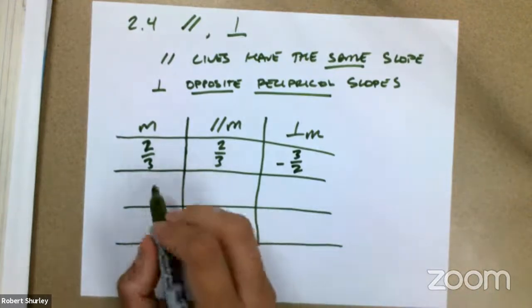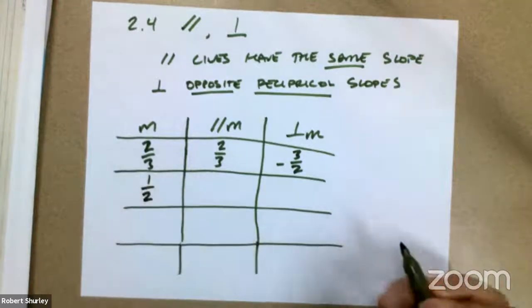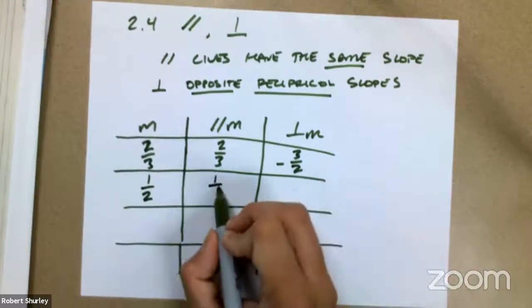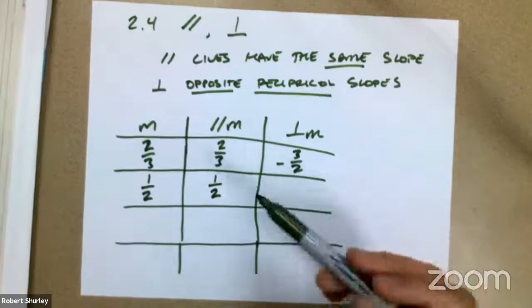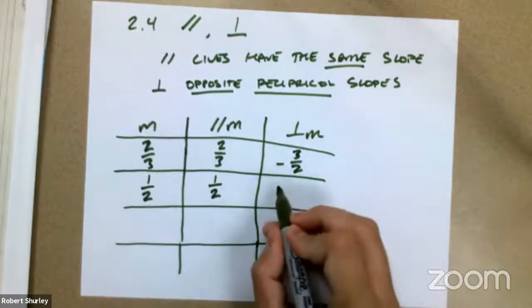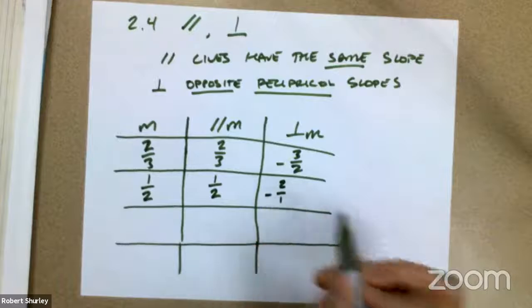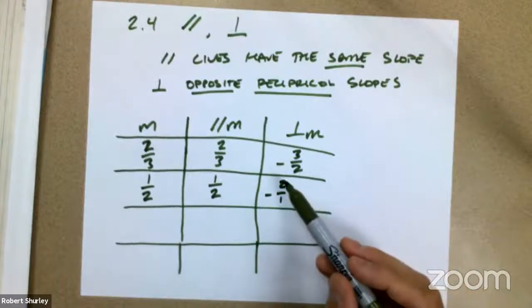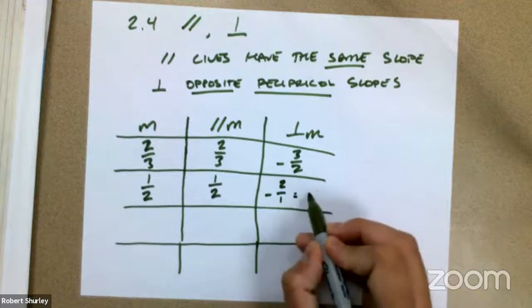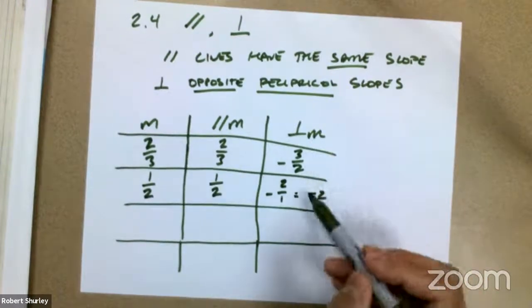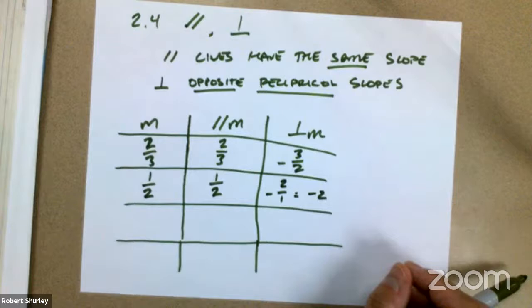So let's say we had a slope of a line that was like 1/2. Well, parallel line, it's the same exact slope. Not a big deal. Just 1/2. The perpendicular, though, you're going to flip this so it becomes 2/1. And you're going to make it negative. Now, we know 2/1 is just 2. So this winds up being -2. That would be the perpendicular slope.